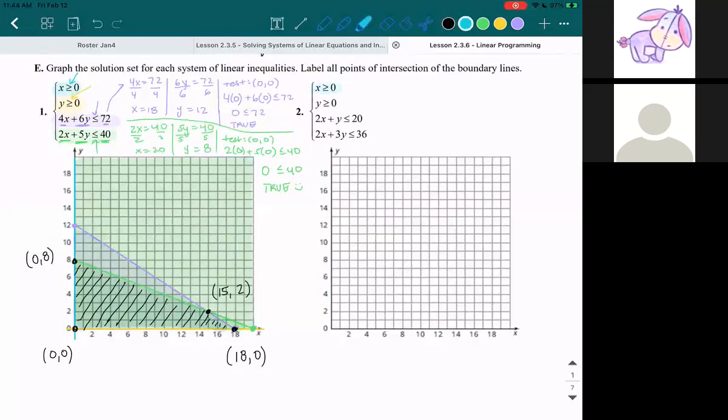So I'm going to graph x is greater than 0 in blue. And just so you know, it's the same thing as what we did in number 1. So I'm going to go over this one really quickly. We're going to draw a vertical line in blue. And you want to shade everything to the right side.